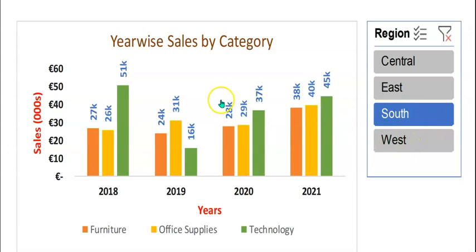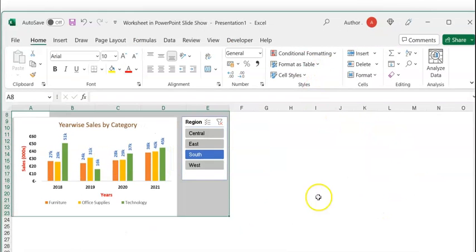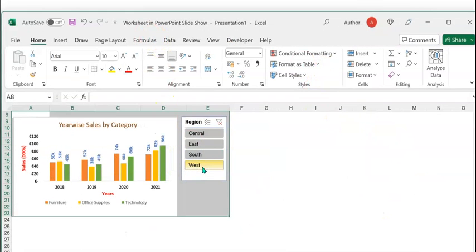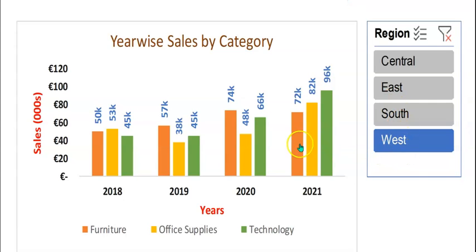If I want to see the pivot chart for the western region, let's click on west. We are in the Excel sheet. So let's click on west. However, we are not automatically taken to the slideshow mode. Let's click here and you can see the slideshow.